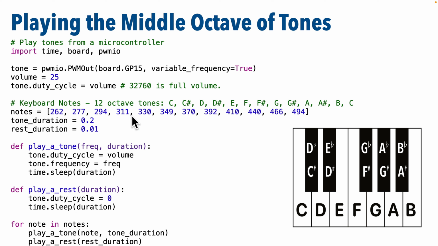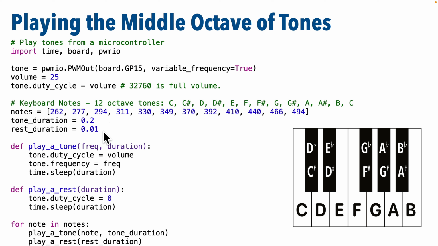D flat or C sharp is 277 Hz, D is 294, all the way up to B, which is 494. So when we want to play a given note on the piano, starting at middle C and counting left to right, we just play that index value on our list. Now tone_duration sets the length of time for each tone we're going to play. I'm going to use just 0.2 of a second in this demo, but feel free to change that, and you can vary that when calling the function we'll introduce below.